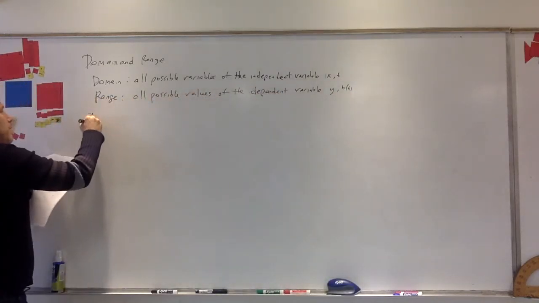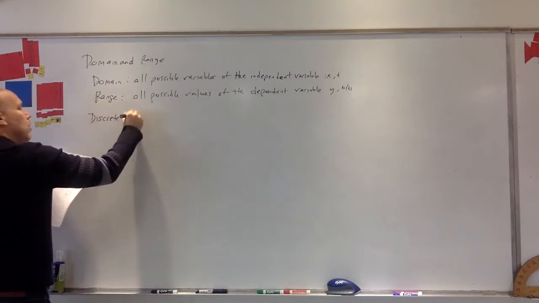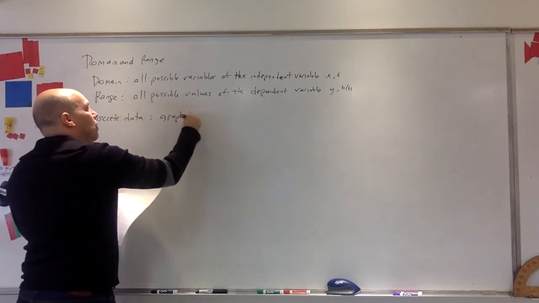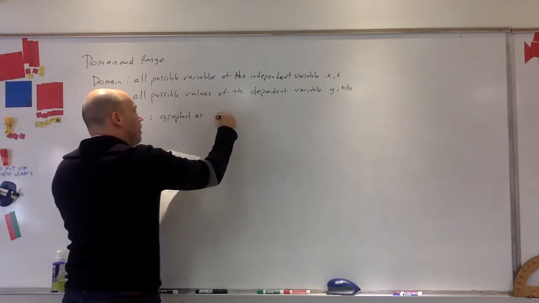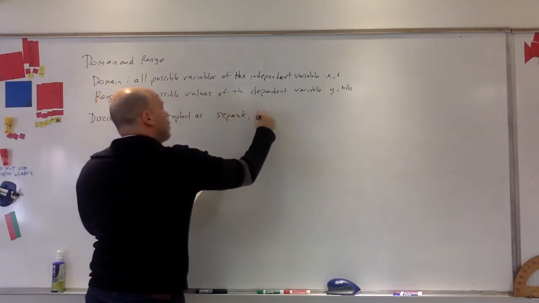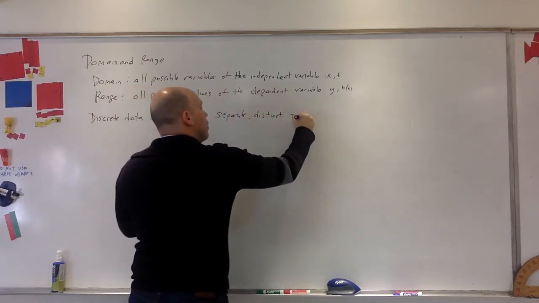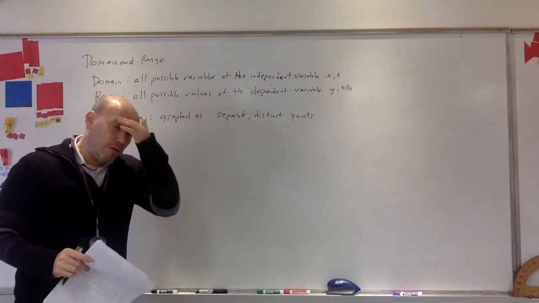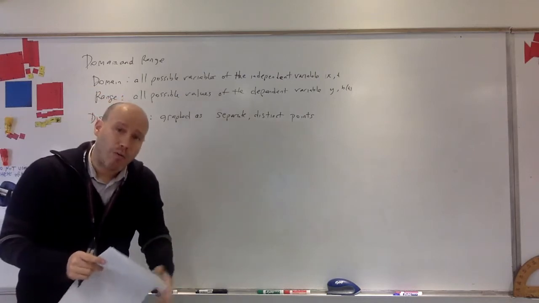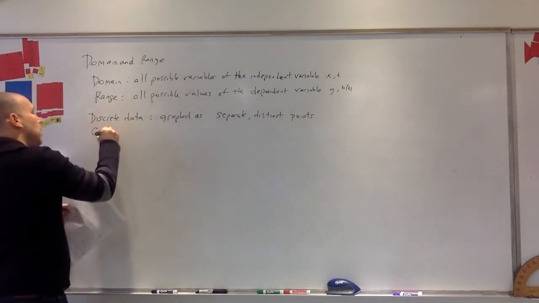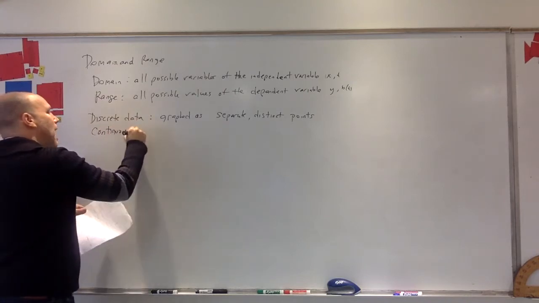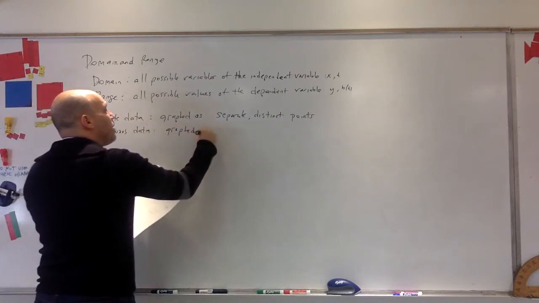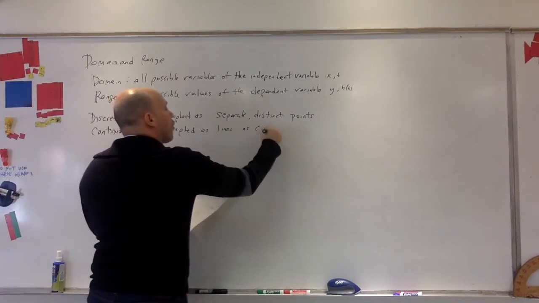And then the other thing we need to think about is discrete data. So discrete data, how do we graph this? This is graphed as separate, distinct points. So for example, you're just given a set of points. That's the idea of discrete, something that you can count, versus continuous data, which we're going to see graphed as lines or curves.